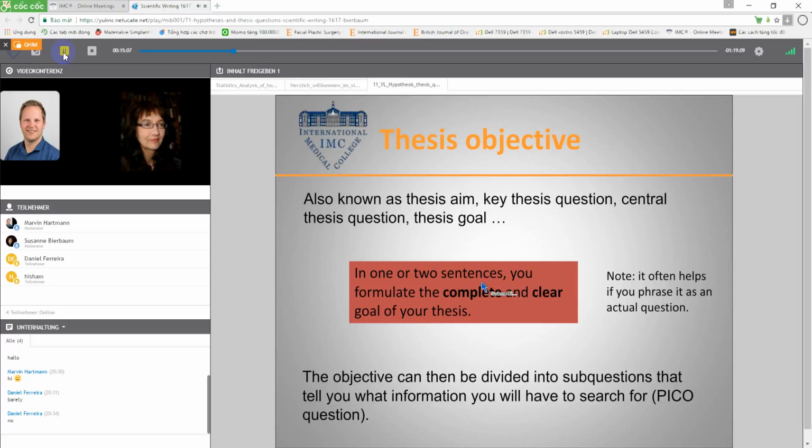That objective can then usually be divided into sub-questions that tell you what information you'll have to search for. These are the people questions. So remember these exercises we did during the search? That was also the initial question, and then subdividing it into the people questions. That's the same thing, really.